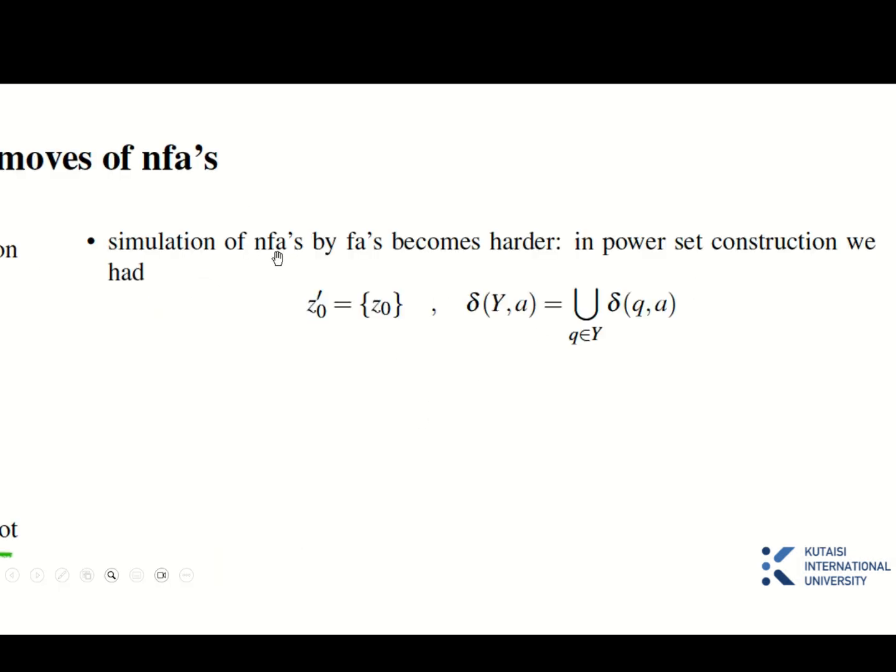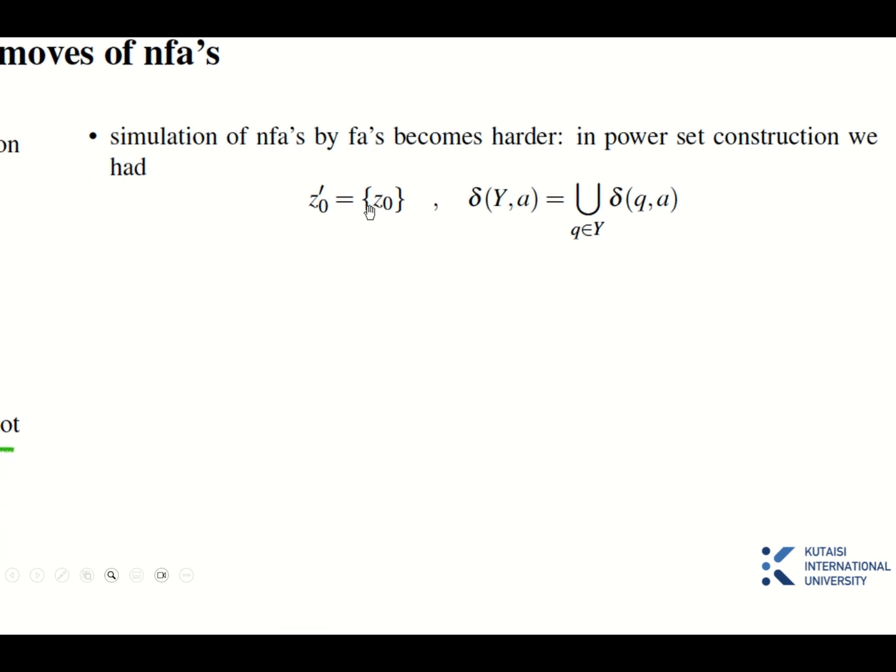So simulation of an NFA by finite automata becomes harder. This is what we had in the power set construction. The start state was Z0, and if I want to go from state Y after reading A, I just look at all possible states I can get from Y in one step, and I take their union. This was before. But now I also need to account for all the epsilon moves that I'm making.